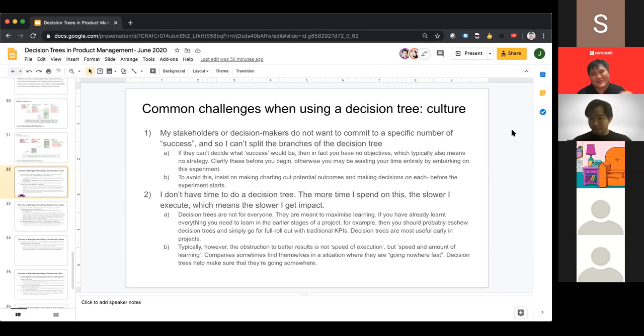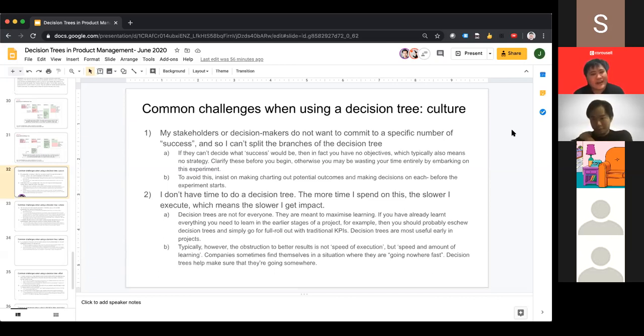There are multiple questions here. For example, my stakeholders and decision makers cannot commit, so what do you do? The suggestion here is, if you can't decide what success is, you really have no objective, so you need to clarify as much as possible to get to better decisions. Another thing I hear a lot is, you don't have time to do a decision tree.